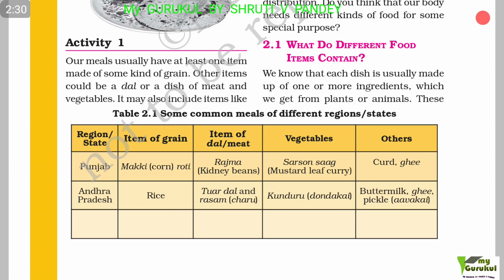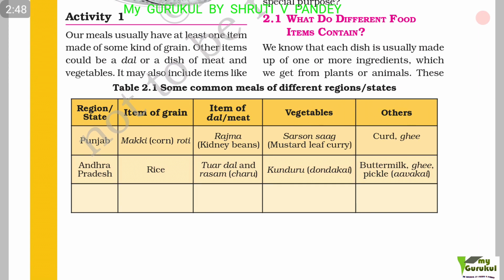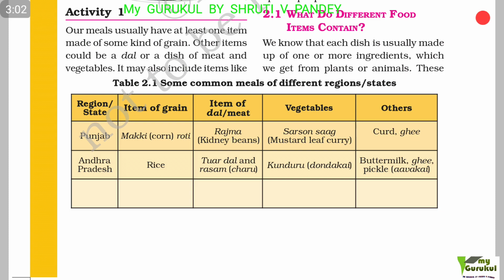Like in Punjab, makki roti. Items in dal, they eat rajma, and in vegetables, they eat sarson saag, and others, they eat curd or ghee. In Andhra Pradesh, the item of grain is rice, items of dal are tur dal and rasam, and in vegetables, they eat kundru, and other items they eat buttermilk, ghee, pickle and avakai.